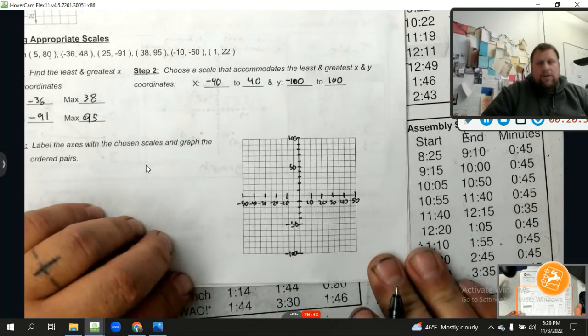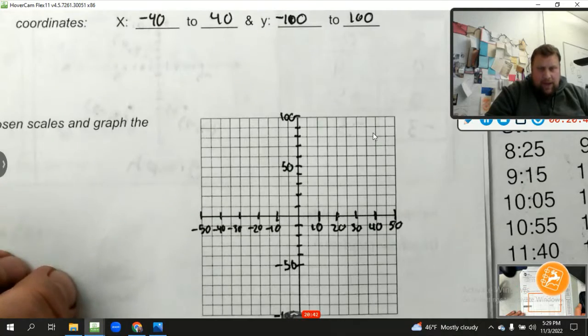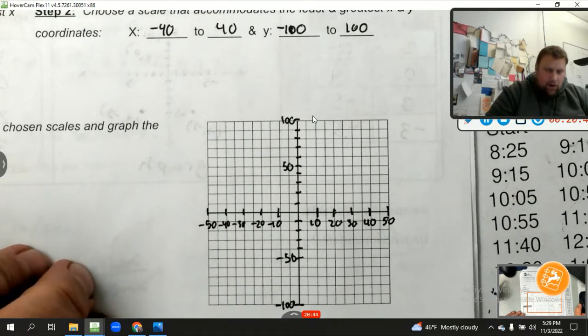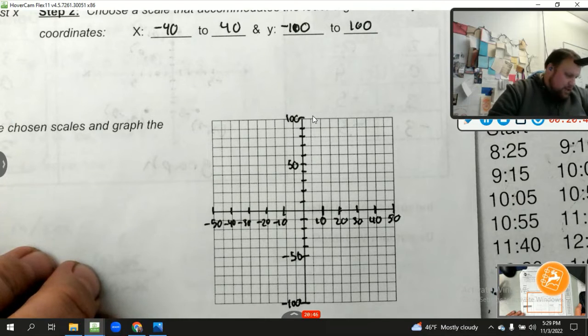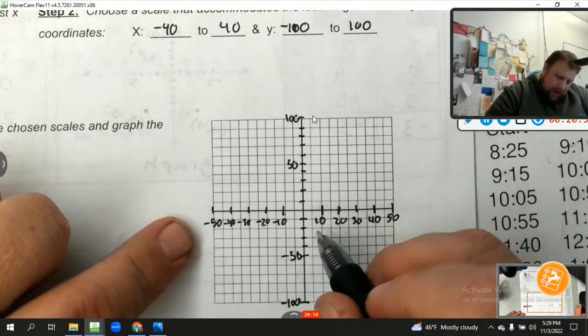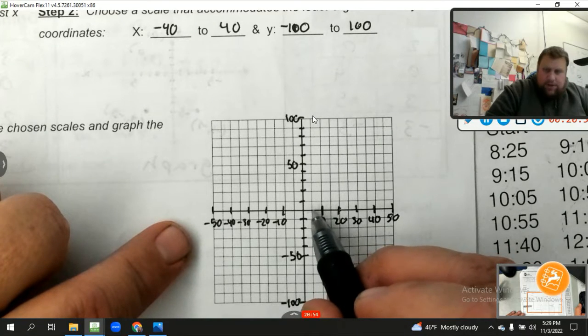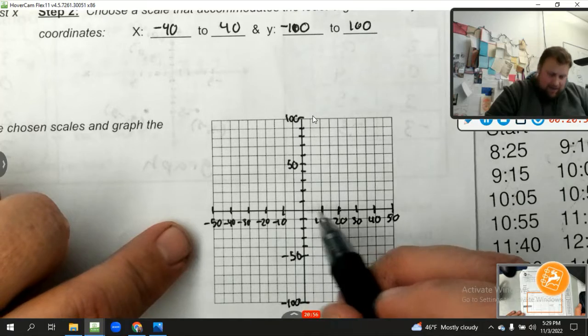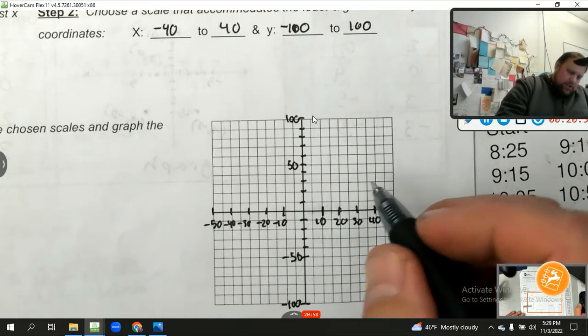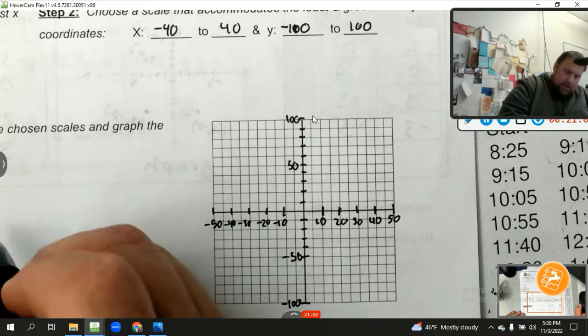Now this is an awfully small graph. We're going to do our best to label everything we can, but we want to graph all our ordered pairs as best we can. So let's do this. We know our first one is 5, 80. And by the way, if every 2 is going up 10, then every single one is going up how many? 5. Okay?